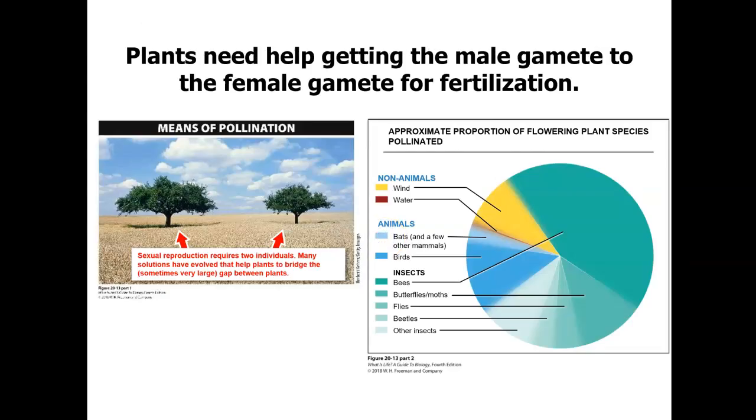So looking here, we see plants are going to need help sometimes in getting that male gamete to the female gamete for fertilization. And so we see several different ways this gamete can get from the male part of the plant to the female part of the plant, or to a completely different plant. So looking at this chart here, non-animals are going to be things such as wind and water. Remember, wind's going to be the predominant way and one of the first ways. We also have animals. So we have bats and a few other mammals that can carry the male gametes to the females, and birds. With the insects, we see bees, butterflies and moths, flies, beetles, and then some other insects.